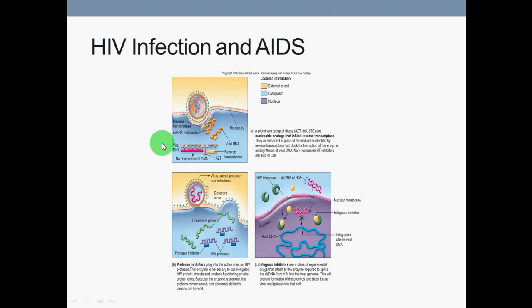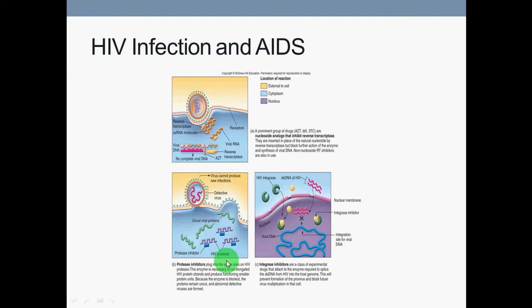This is our reverse transcriptase inhibitor. Now what these drugs do is they act as an analog to a nucleotide. So they get in there into the reverse transcriptase and they act as a competitive inhibitor to block it from working.